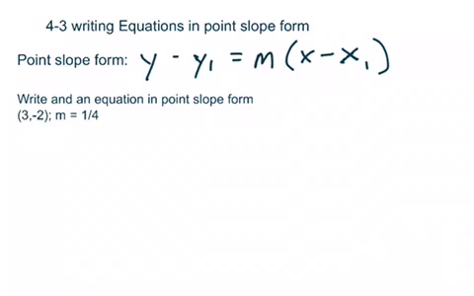So very simply, you're going to be given an ordered pair. The y1, that is your y coordinate. x1, that is your x coordinate. Then, of course, the m, that is your slope.